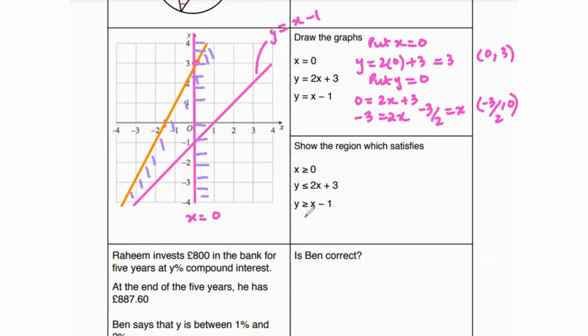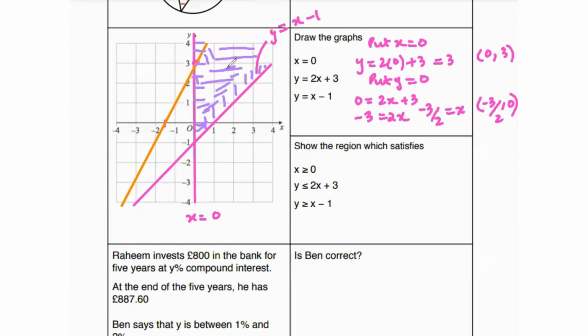Then y is greater than or equal to x minus 1. So that's going to be above this line, because this is where values of y are increasing. So as you can see, your region which satisfies the inequality is going to be this region. This is where your values of y are increasing, this for y is greater than or equal to x minus 1.